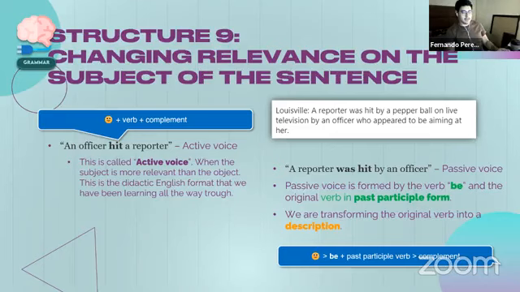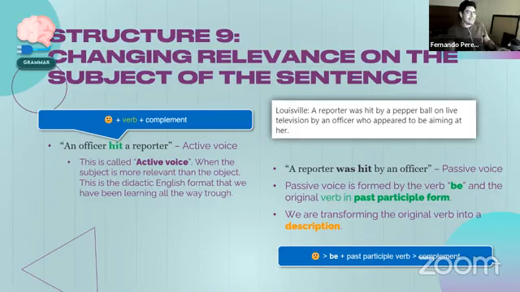Because if you are talking about the verb, of course, when you think about an idea, the first thing that we consider is person, verb, complements. This is the standard structure that we have been studying. So if you consider that was is a verb and hit is a verb, then the structure "she was hit by a pepper ball" is very confusing, because was is a verb and hit is a verb. We have a problem over here.